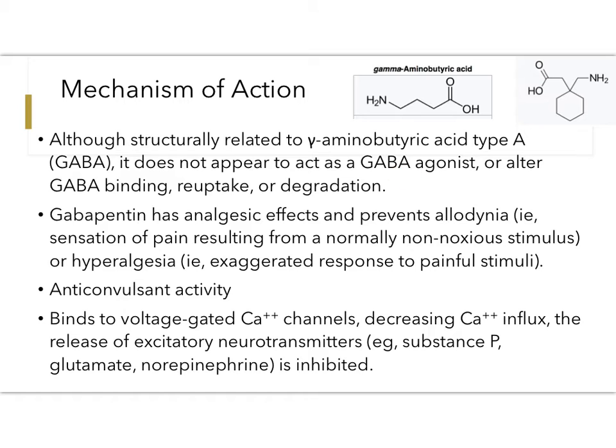Another compound that is a GABA agonist is diazepam, or the benzodiazepines, and gabapentin doesn't alter the binding, reuptake, or degradation of GABA. So some of its mechanism of action is a bit of a mystery. Nonetheless, it has analgesic effects and prevents allodynia, which is the sensation of pain resulting from a normally non-noxious stimulus. That can also be equated with hyperalgesia, which is an exaggerated response to painful stimuli.